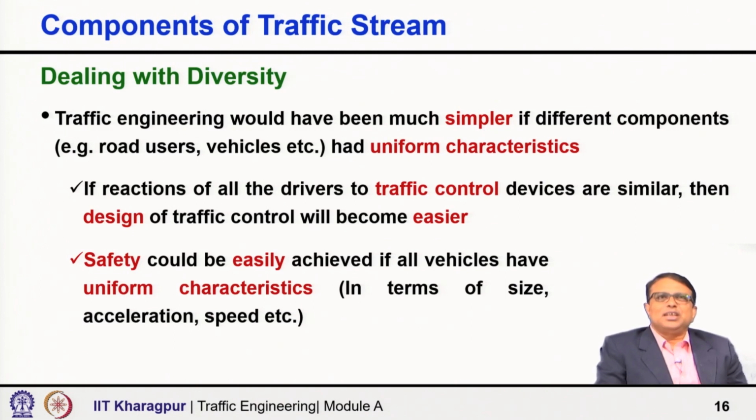So, that is what I said: if the reactions of all the drivers to the traffic control devices are similar, then the design of traffic control will become very easy and can be made easily safer even. Safety could easily be achieved if all vehicles have uniform characteristics, but it does not happen. So, I am telling you all this to tell you the complexity that comes because of this diversity.